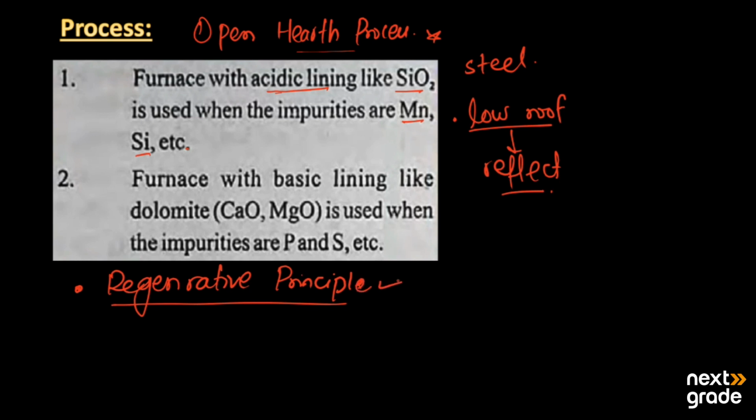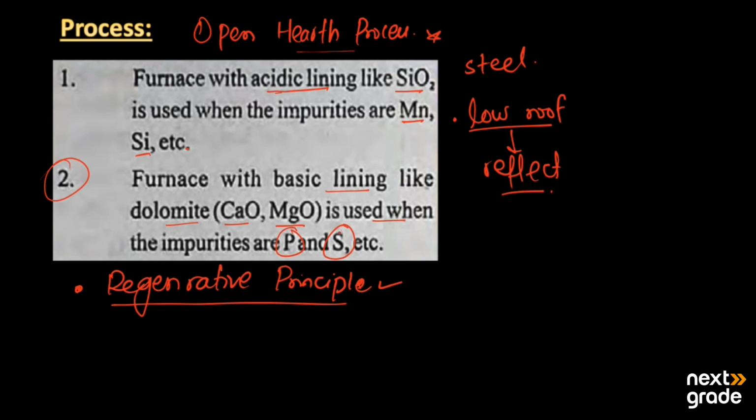The open hearth process mainly has two types. The first type is the furnace with acidic lining like silicon dioxide. It is used for impurities like manganese and silicon. And the second type is the furnace with basic lining like dolomite, calcium oxide, and magnesium oxide. It is used when impurities of phosphorus and sulfur are present.